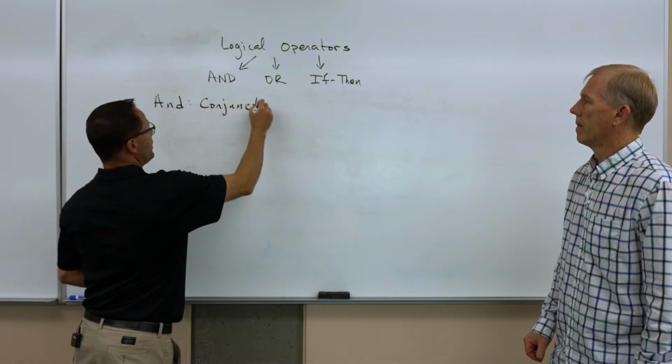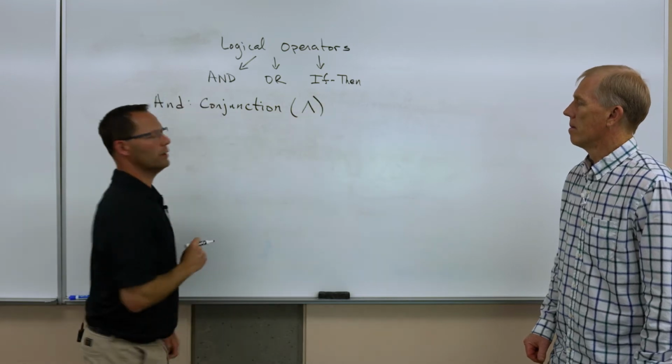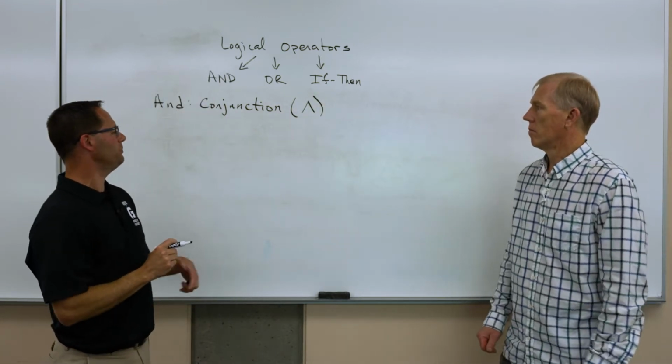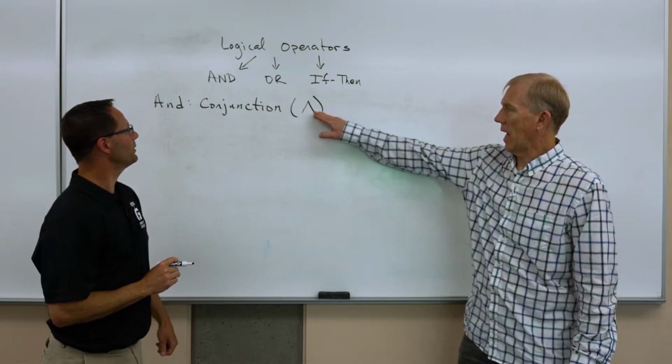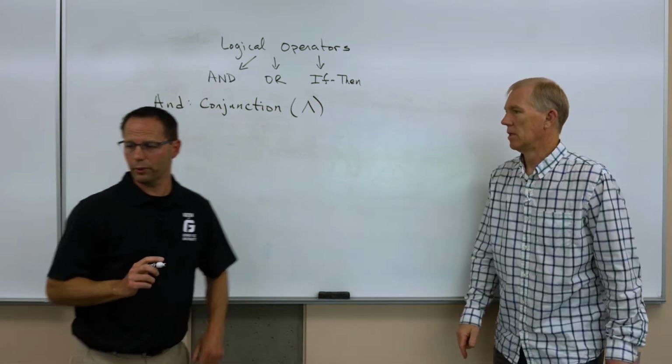So the and is called a conjunction. And the symbol that we use is that, which is sort of weird. It looks like a hat. So when I see that in a mathematical statement, in your head, yeah. So I'm just going to give you a simple statement.